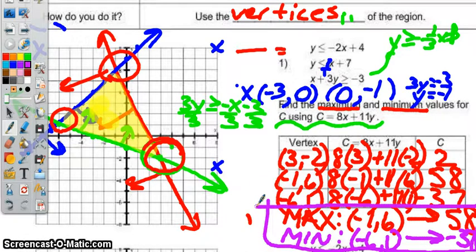Okay? It's not too bad. Yeah, it really is. Okay, so what I want y'all to do real quick is do number 2. And we'll check it. Everybody do number 2 real quick.